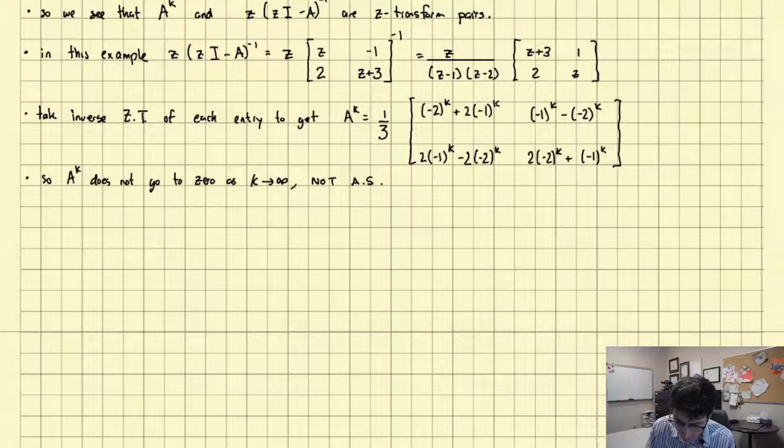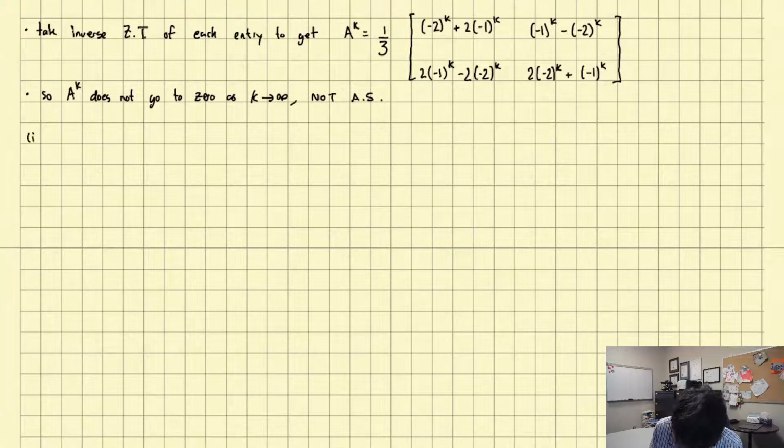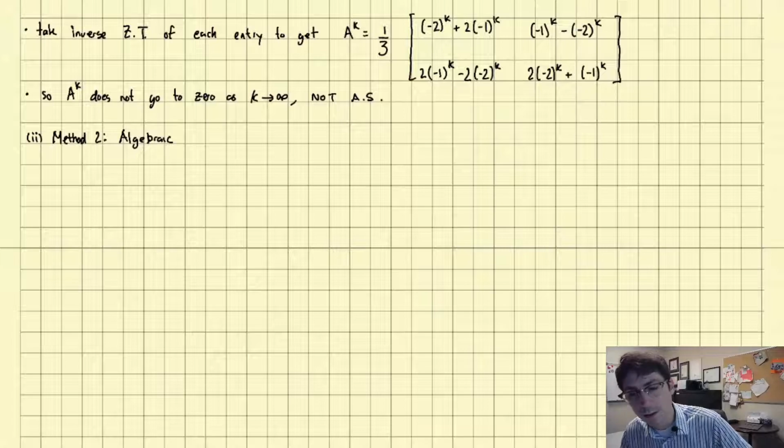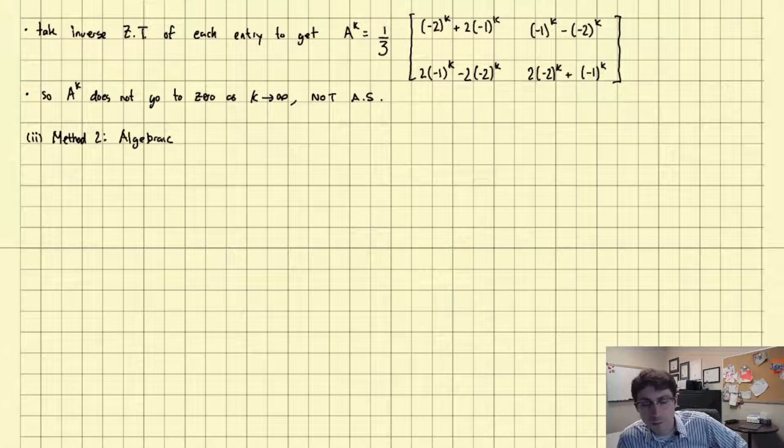Another way is the algebraic, so method 2. Algebraic. And so I said Jordan form earlier. In this case, what we're going to do is find a similarity transform, or a coordinate change, if you will, that will diagonalize this A matrix that we're given. So let's remind ourselves how we diagonalize a matrix.